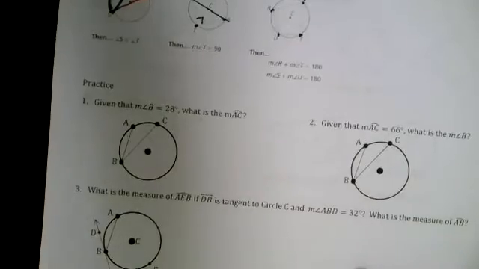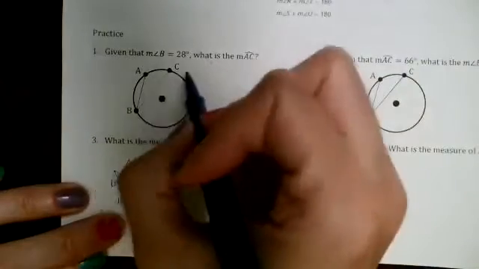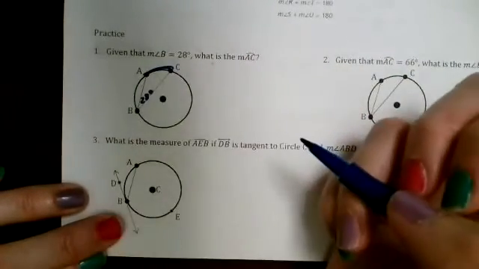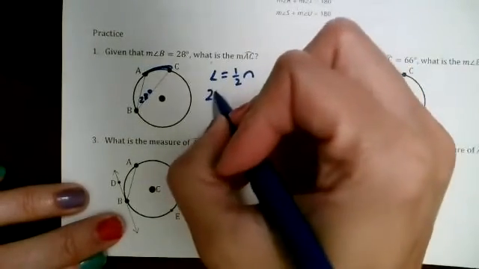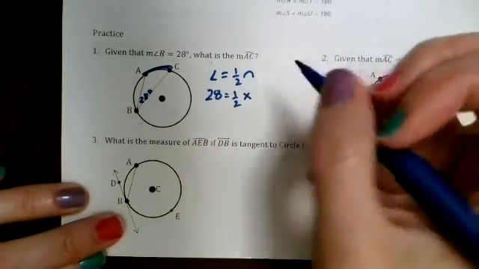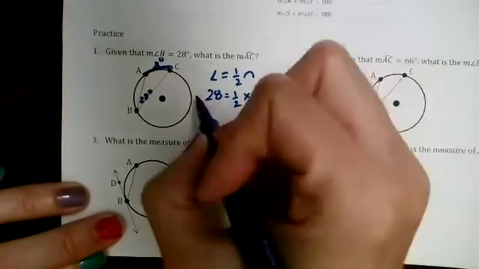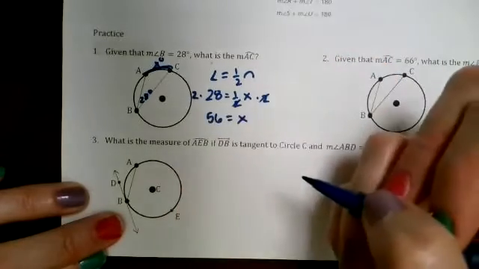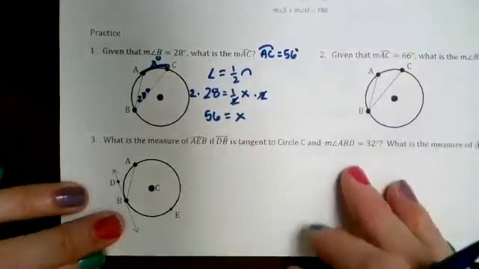So number one says, given that angle B is 28 degrees, what is the measure of arc AC? So angle B is 28 degrees. AC is the arc it intercepts. So we said the angle is equal to half the arc. So 28 is equal to half of X, what we don't know. So you could multiply both sides by 2. That would cancel out this fraction, and we would get that 56 is equal to X. So AC would equal 56 degrees.